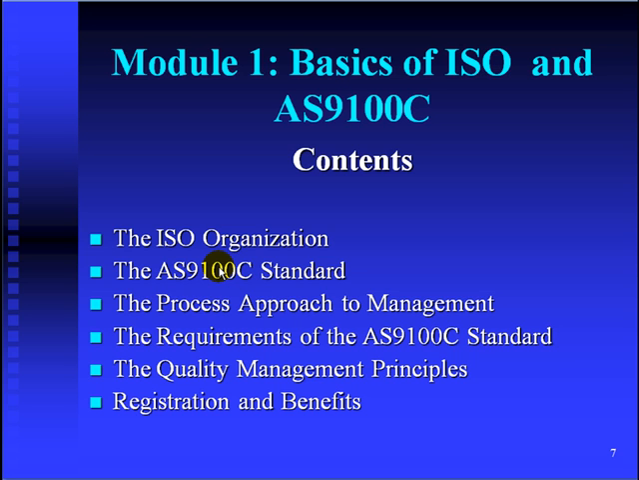This module also addresses the process approach to management and covers some of the basic requirements of the AS9100 C standard. The 8 quality management principles are also defined in terms of what they mean and their implications in the standard. This module also addresses the implication of these quality principles to the employee and the employee's organization. The module concludes with a discussion of the process of registration for the quality management system and the benefits and why companies would want to become registered to AS9100 C.